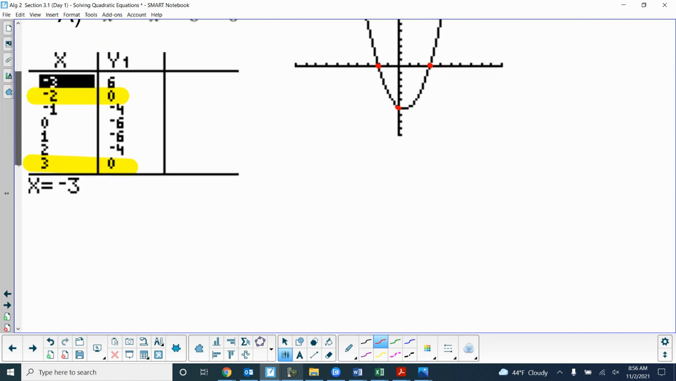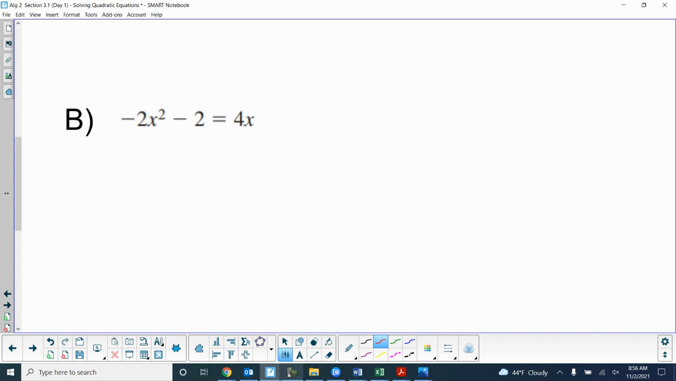All right, you guys try example B. You got to set it equal to what first? Y. 0. Yep. All right. So set it equal to 0 first before you put it in your calculator. Rewrite it on your paper so you know what to type in.